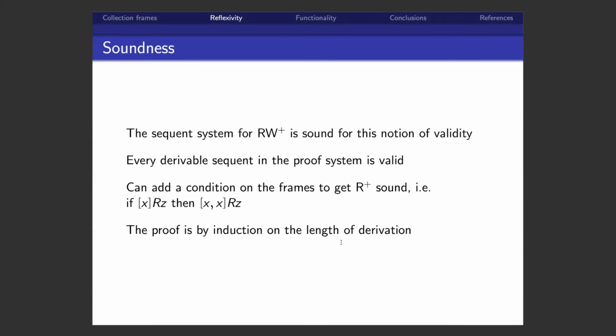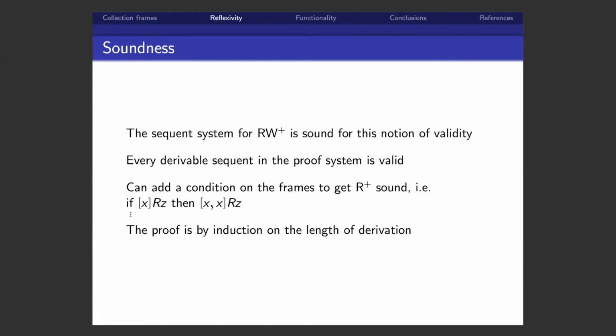And then if we wanted multiset frames for R, so that the proof system for R plus is sound, we just add this contraction-y condition, which is the appropriate one for non-reflexive frames. There's a slightly simpler one you can use for reflexive frames, but this works even for non-reflexive frames. The proof that the proof system is sound goes by induction on the length of a derivation, as you would expect. And rather than walk you through the details of that, I will just highlight some features of the overall framework that come up in that proof.